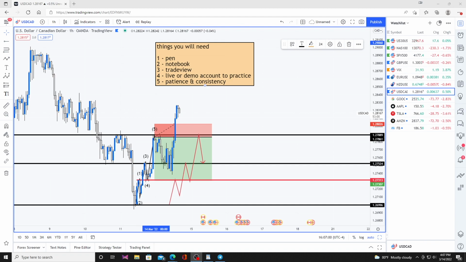And that will determine if you are a scalper, day, or swing trader, and will also determine what type of time frames you should be using. And number 5 is extremely important, patience and consistency. This is not a get rich overnight thing. This takes time and takes consistency and takes patience. So let's get started with the video.